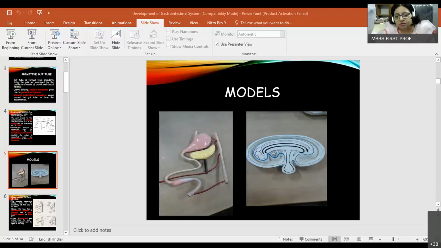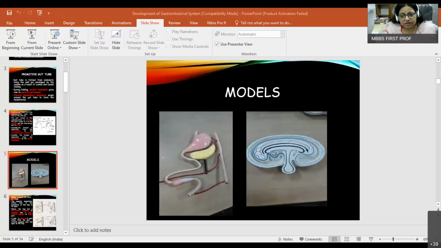Now this is an enlarged view where you can see the partitioning of the gut with the stomodeum and the cloacal membrane. Now this is endodermal structure in direct communication with the yolk sac, and the part which lies just in front of the yolk sac is the midgut. See, the partitioning is shown here as the yolk sac having direct communication with the midgut, whereas the part anterior to the midgut is foregut and the part posterior to it is the hindgut, right?